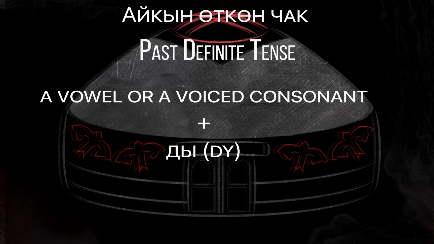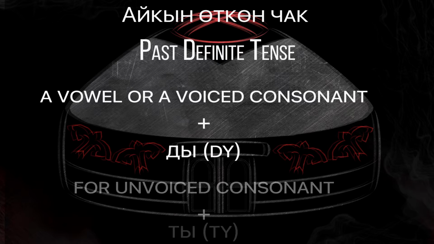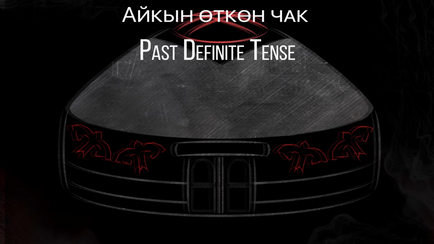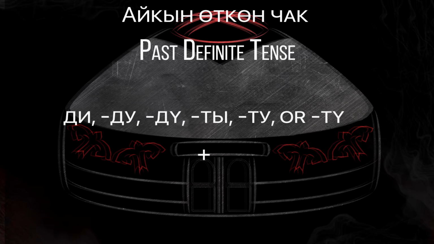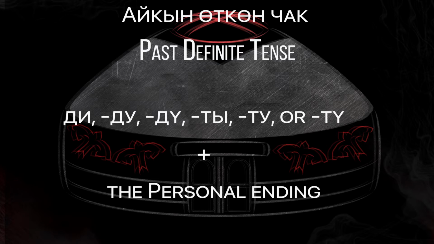As you can see from those examples, to construct a sentence in the past definite tense, we add the tense ending d for verbs that end with a vowel or a voiced consonant, and t for an unvoiced consonant. Please note that the second letter of this ending can change according to the law of harmony to be d, du, dü, t, tu, or tü. Finally, after that we add the personal ending.